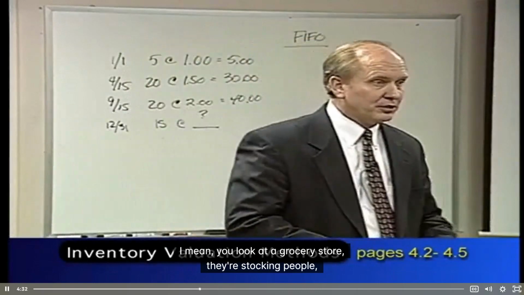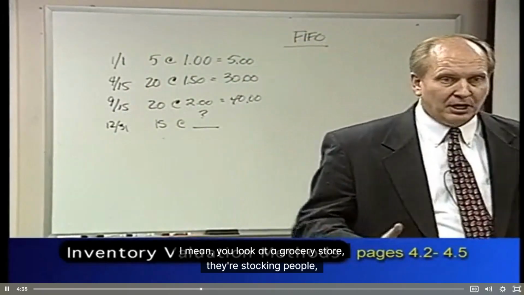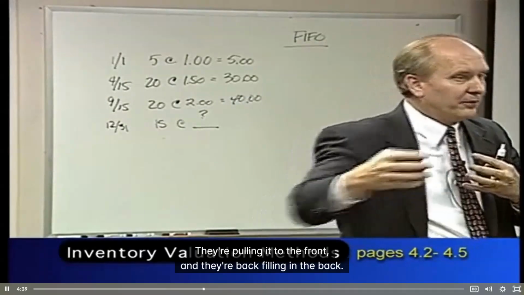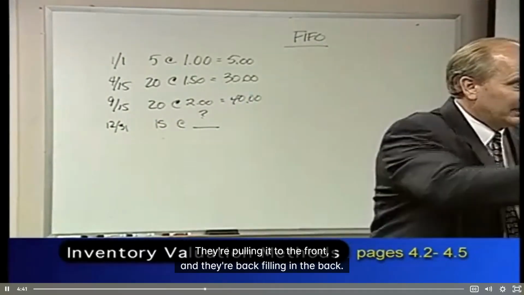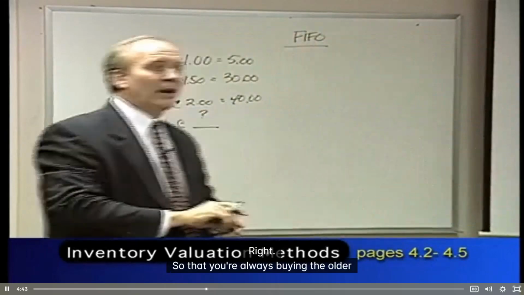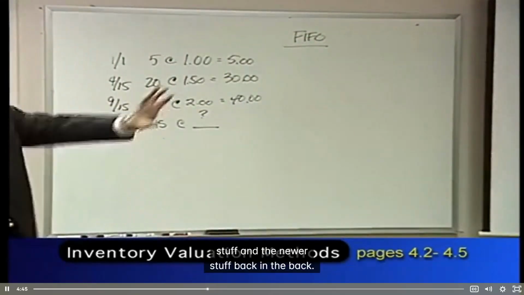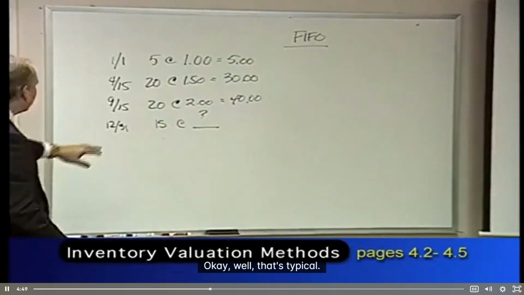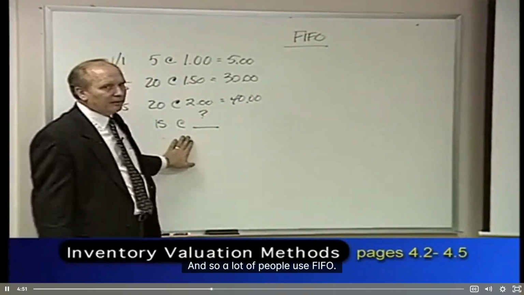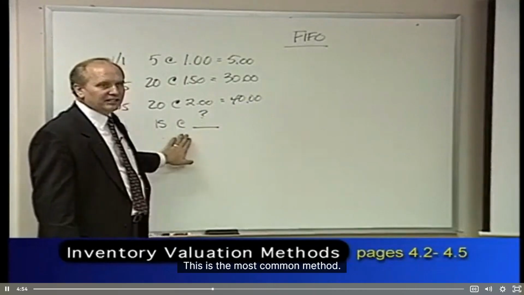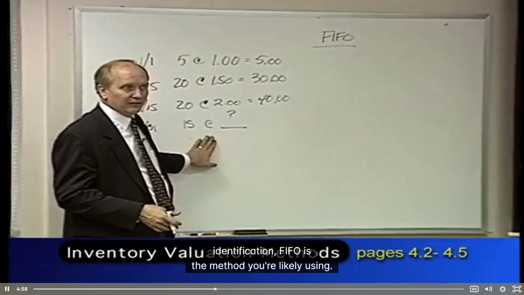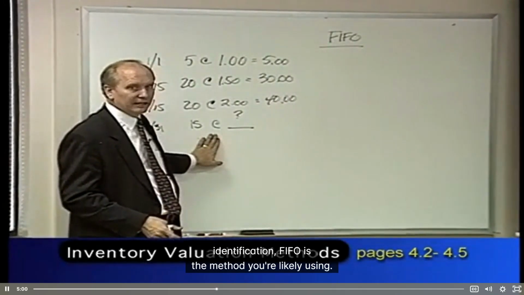I mean, you look at a grocery store, the stocking people, they're pulling up all the inventory that's back in the back. They're pulling it to the front, and they're back filling in the back, right? So that you're always buying the older stuff, and the newer stuff's back in the back, right? Okay? Well, that's typical, and so a lot of people use FIFO. This is the most common method, and by default, if you're not using specific identification, FIFO is the method you're likely using.